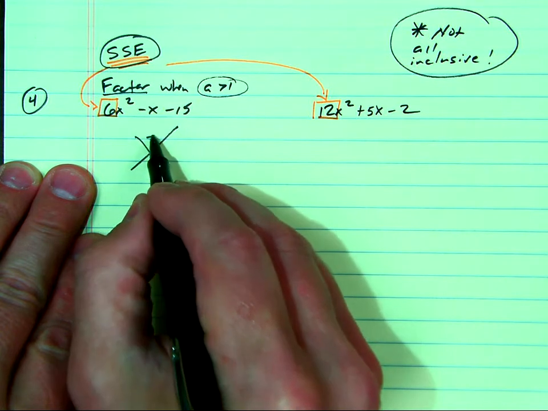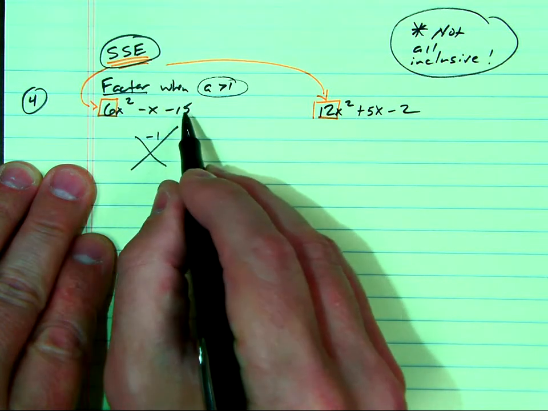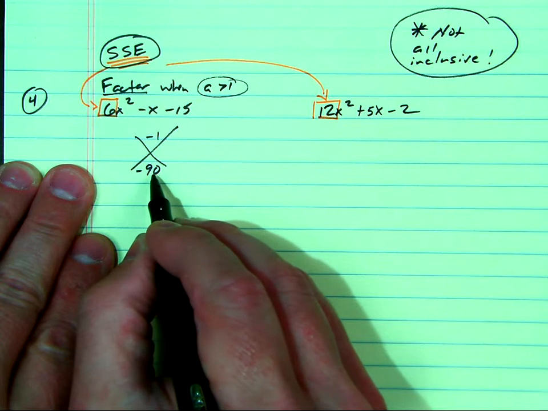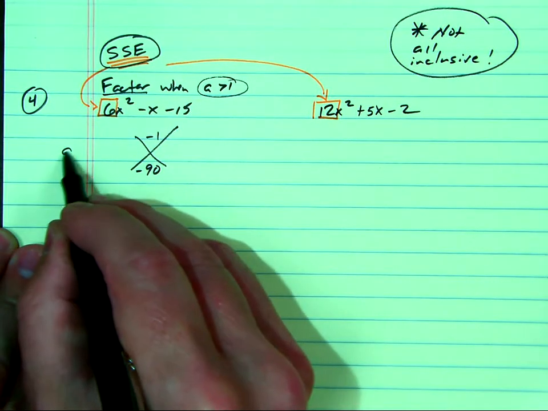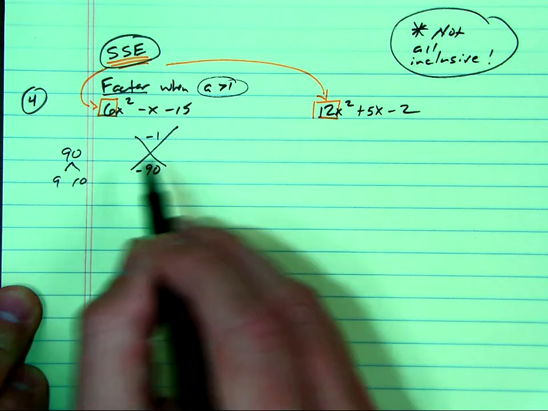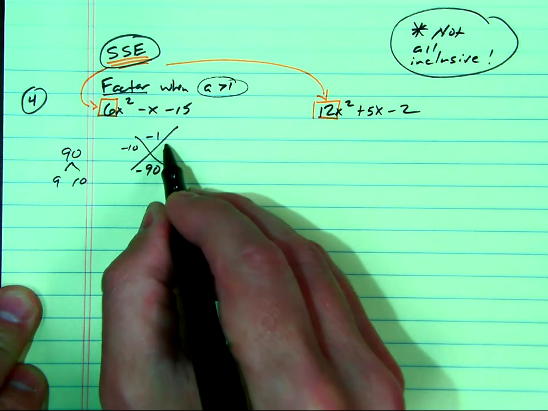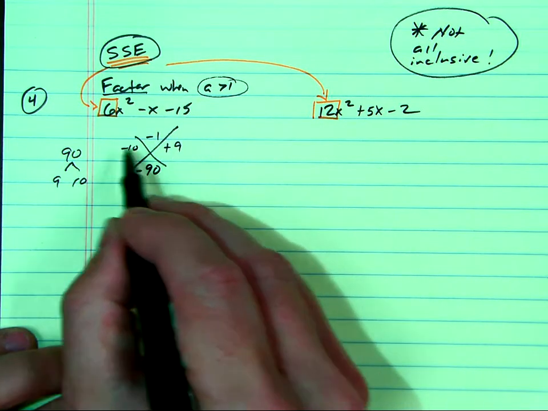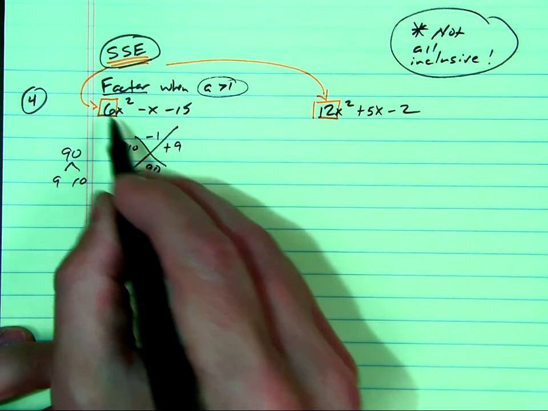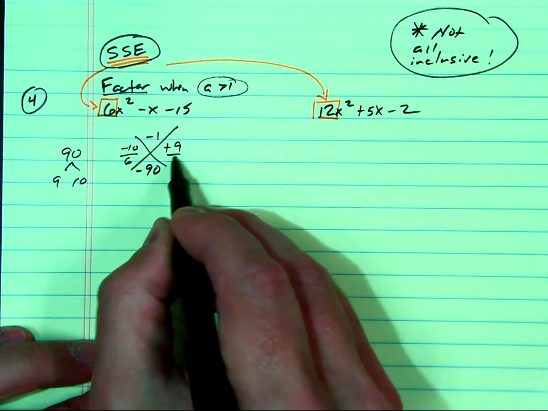So the negative 1 drops right here. What's 6 times negative 15? It's negative 90. It's always A times C. Now what two numbers multiply to negative 90 but add up to negative 1? I think it's negative 10 and plus 9. Saying the sign, the positive or negative, for yourself will help. Now always you divide by the leading coefficient.